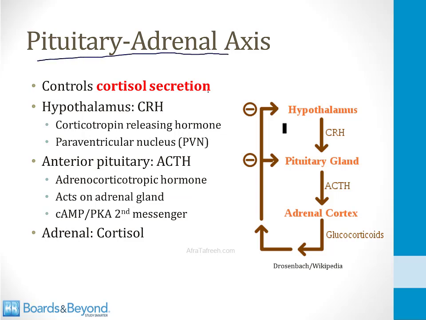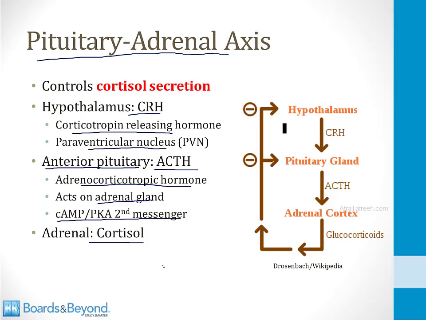The release of cortisol by the adrenal cortex is controlled by the pituitary adrenal axis. This begins in the hypothalamus, where a hormone is released called CRH, which stands for corticotropin releasing hormone. This is released by the paraventricular nucleus of the hypothalamus. It exerts its effects on the anterior pituitary gland, and in the anterior pituitary gland, it triggers the release of a hormone called ACTH. ACTH stands for adrenocorticotropic hormone, and this hormone will then go and act on the adrenal gland and work via a cyclic AMP protein kinase A second messenger system to trigger the release of cortisol.